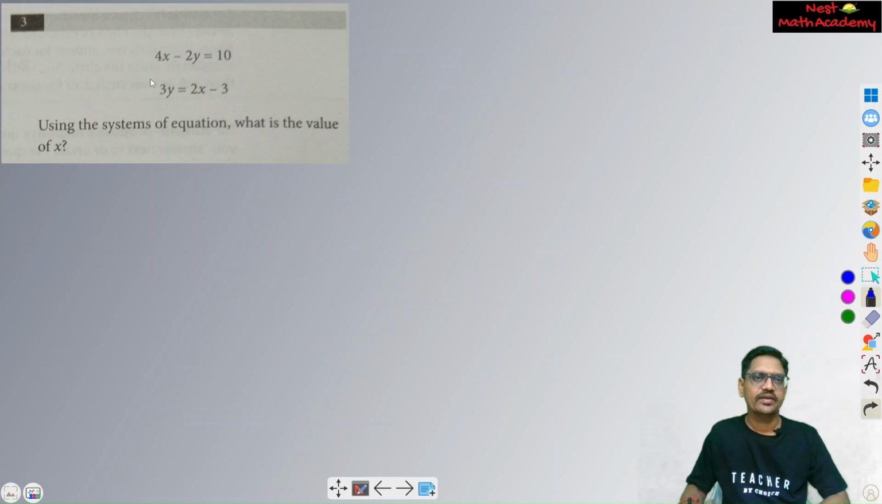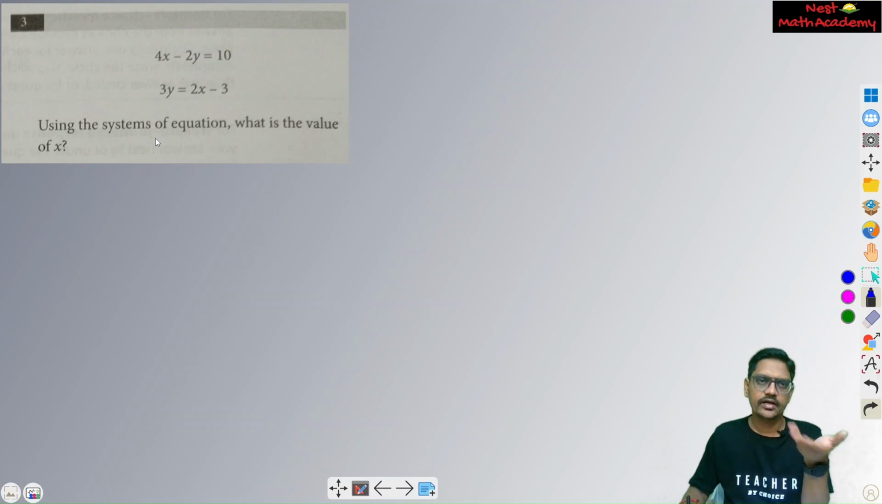Question number 3. Using the systems of equations, what is the value of x? So they're given two equations here and we need to solve for x. We can use either the elimination technique or the substitution method. Both of them are okay. I'm going to use substitution, I think. We can do either of them, but in this case, it looks like substitution is easy for me.